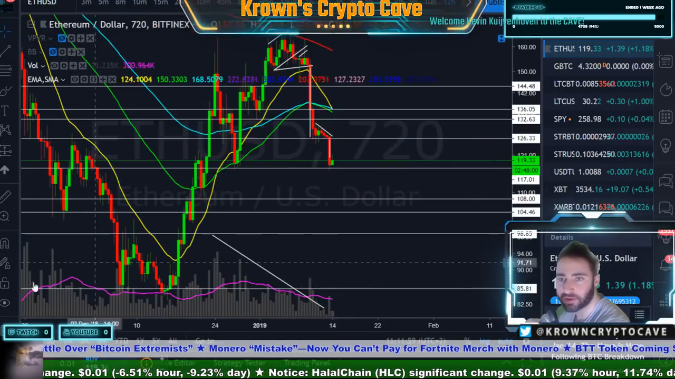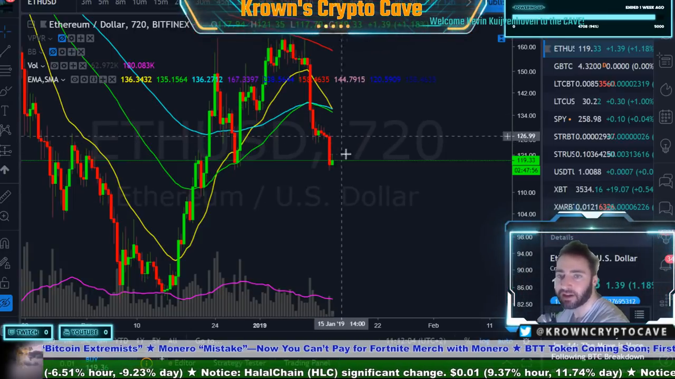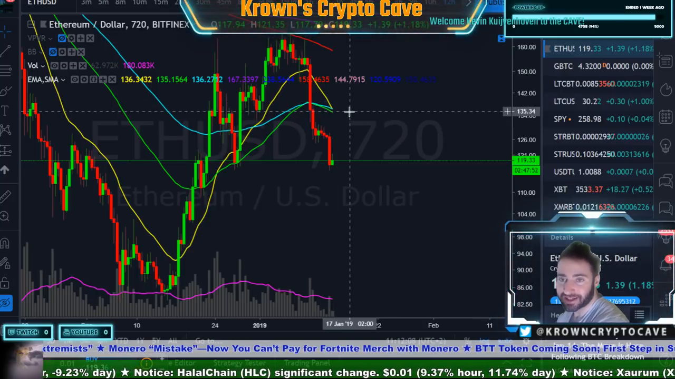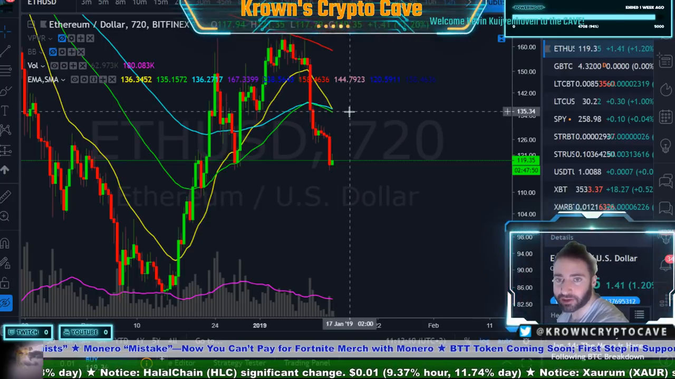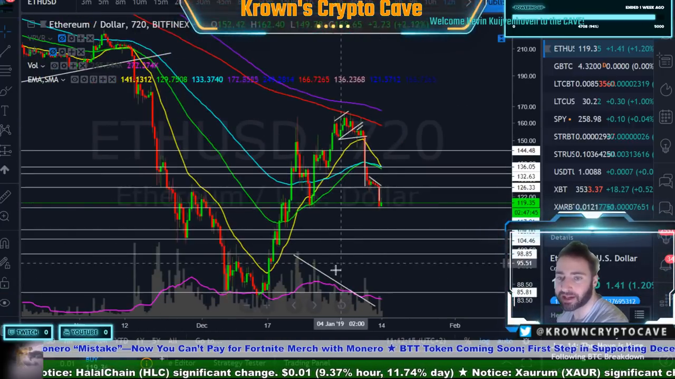12 hour over here, 12 hour about to flash. Pretty nasty sell as well. The yellow 21 and the green 55. Again, any failure to rally back above the 135-ish area in the next couple days for this one, you will get that cross. And perhaps that's the impetus for sending this thing back down to the bottom of the range.